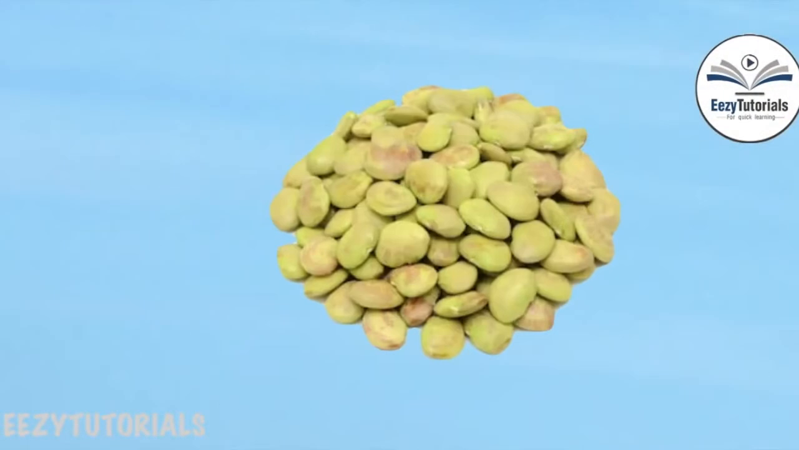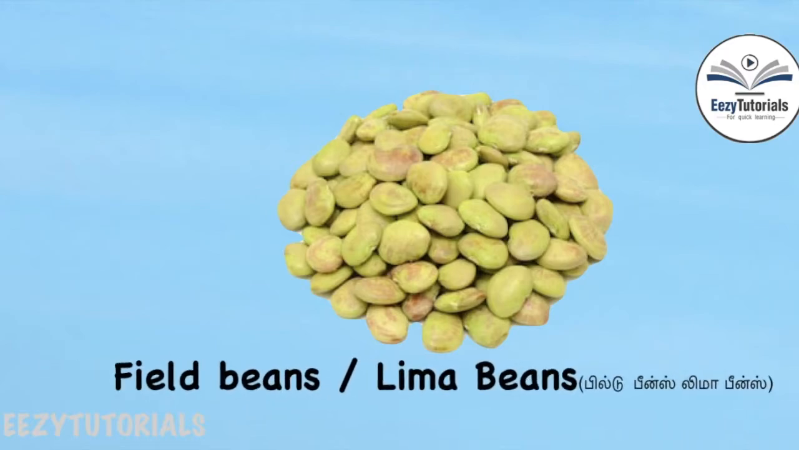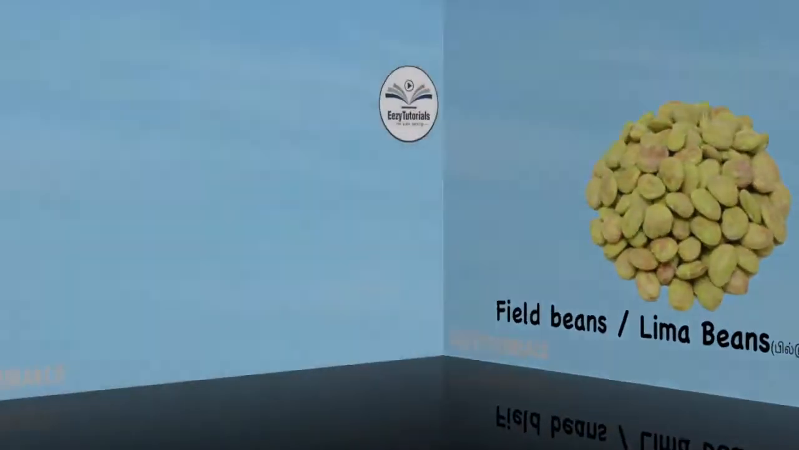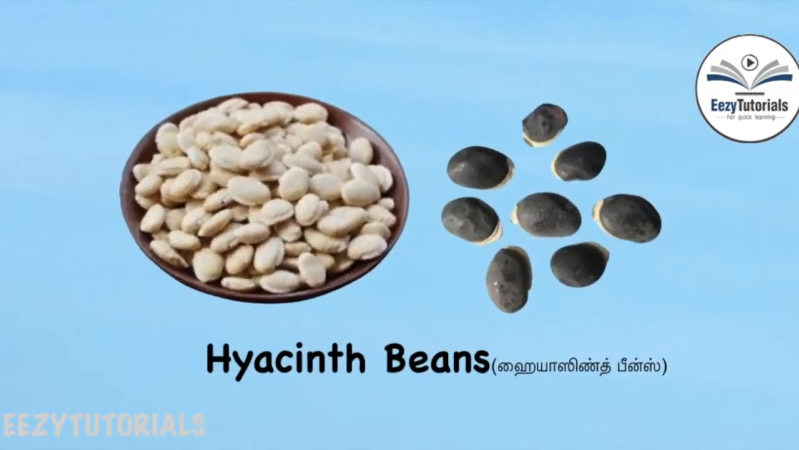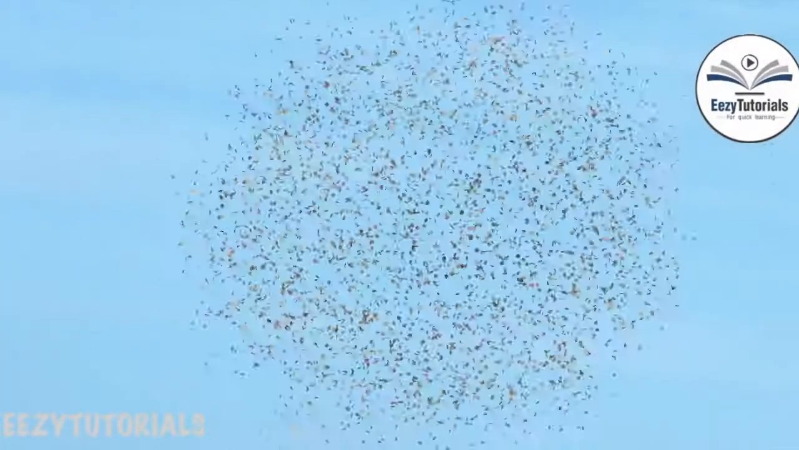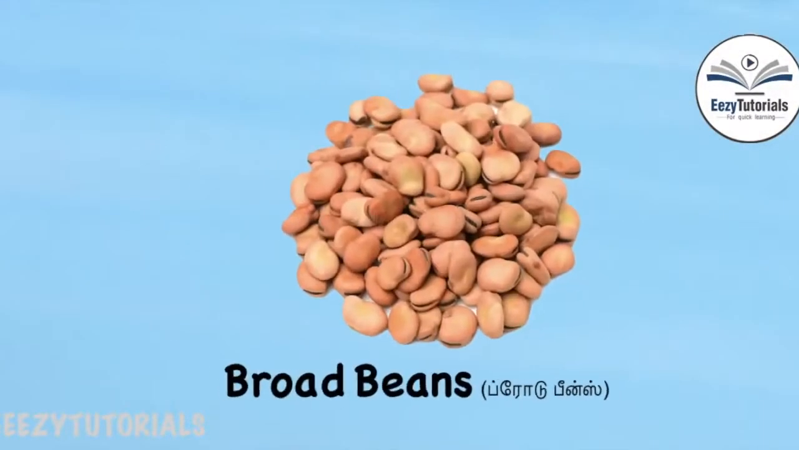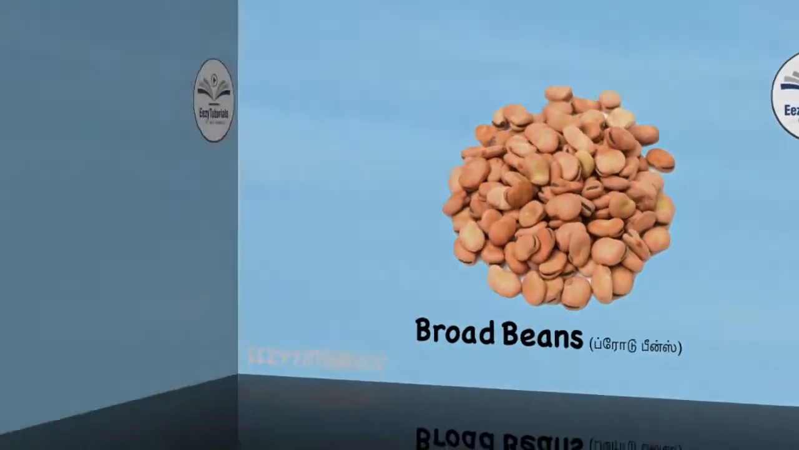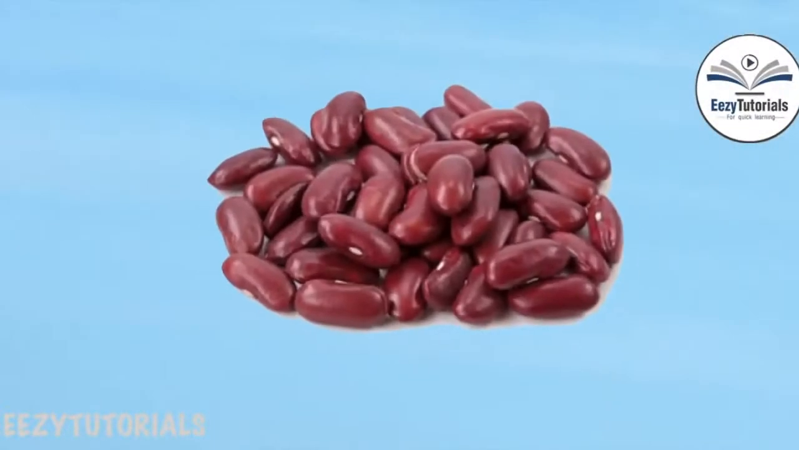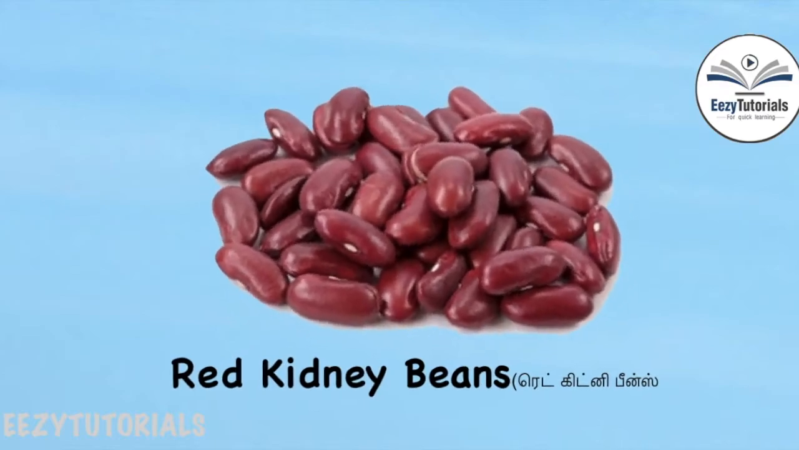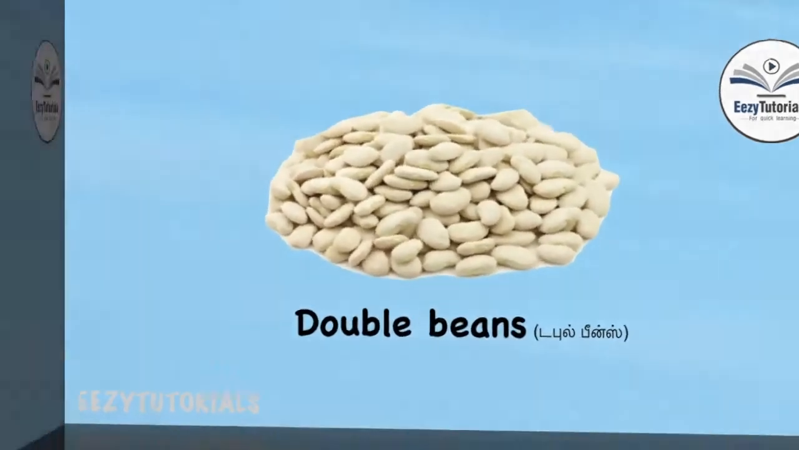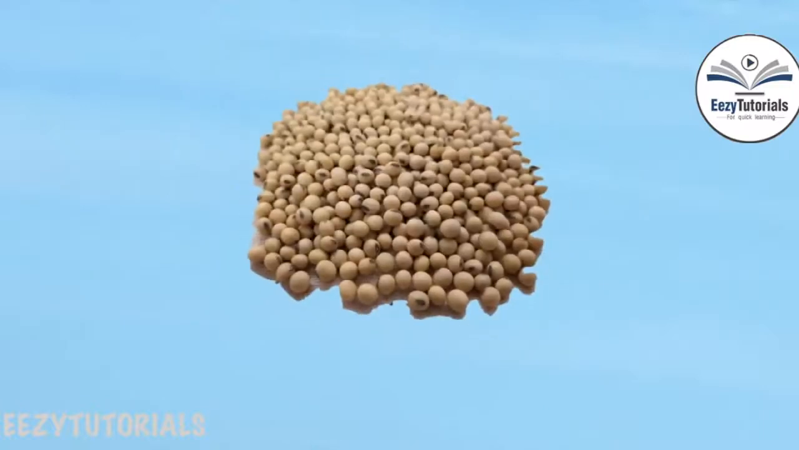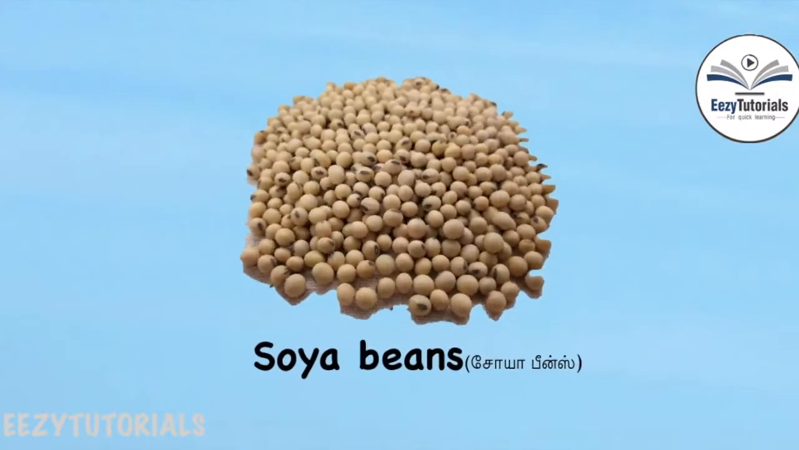Find this type of beans. Field beans or lima beans. And this is Hyacinth beans. Find this. Broad beans. These kidney shaped beans are Red kidney beans. Very long beans. What is this? Double beans. This is a colorful bean. What is this? Soya beans.